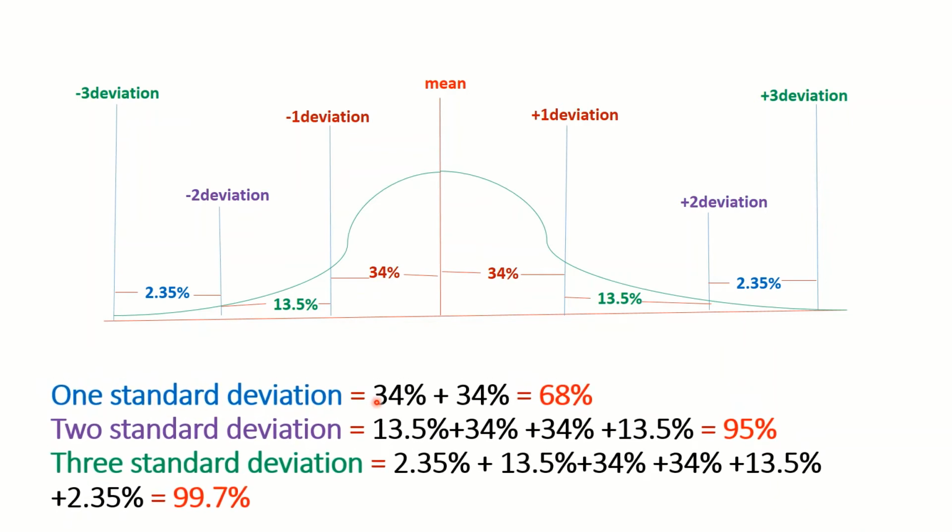One standard deviation, it is 34 plus 34 is 68. Two standard deviations, this plus this plus this plus this, which is 95%. Three standard deviations, as I have said earlier, the sum of all percentages until here is 99.7%.